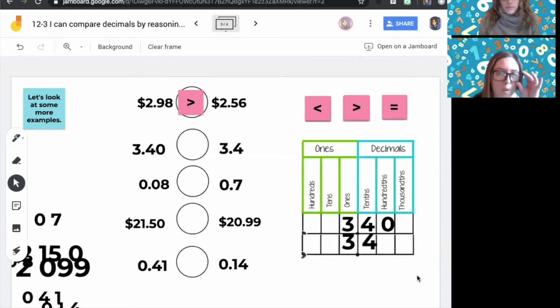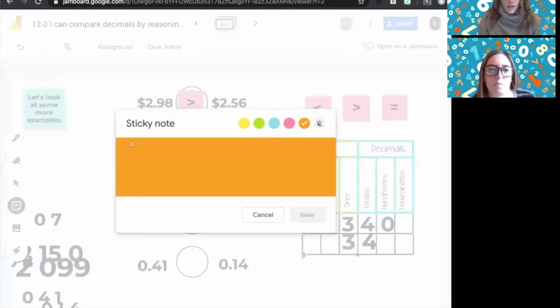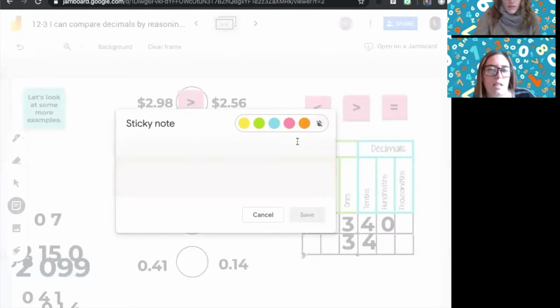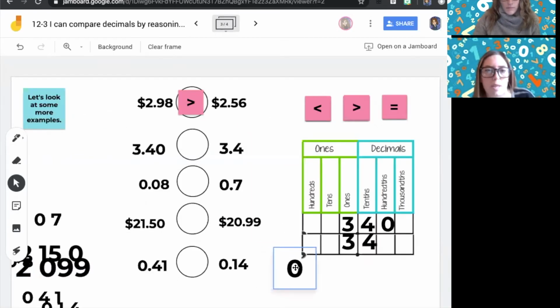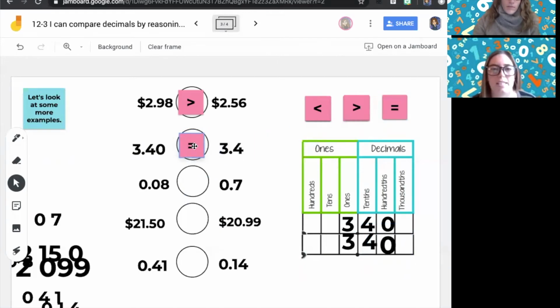I also know that 0 has no value. So I can also add a 0 as a placeholder in 3 and 4 tenths, which would make them equal because the ones place is equal, the tens place is equal, and the hundredths place is equal. I also know that 4 tenths is the same as 40 hundredths. Yeah, awesome.